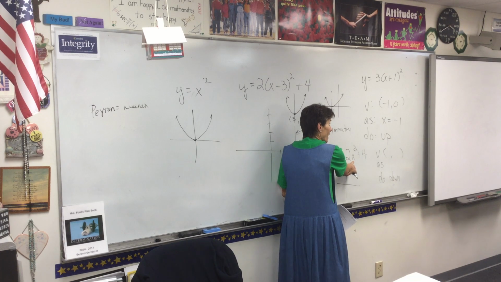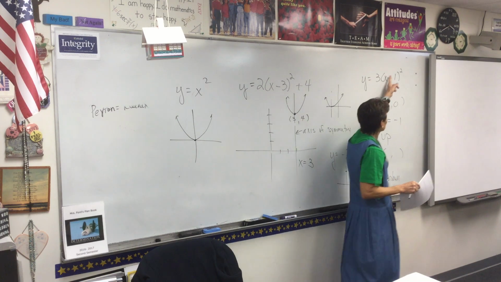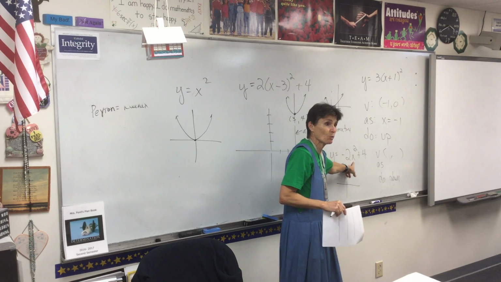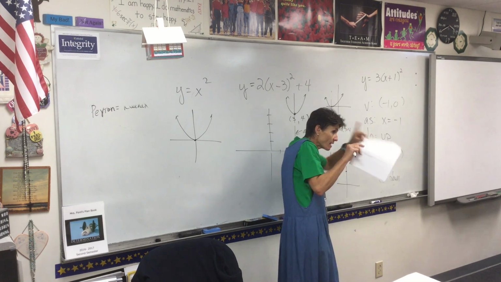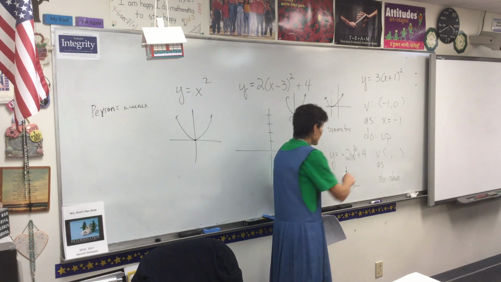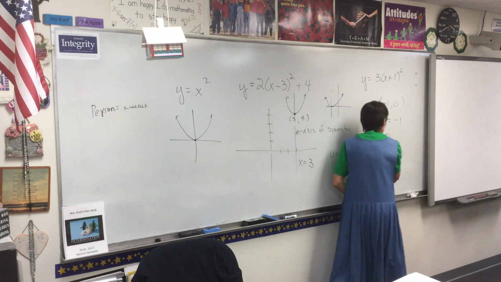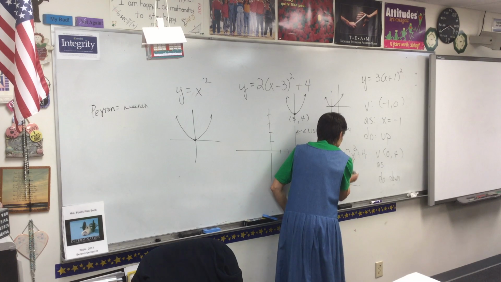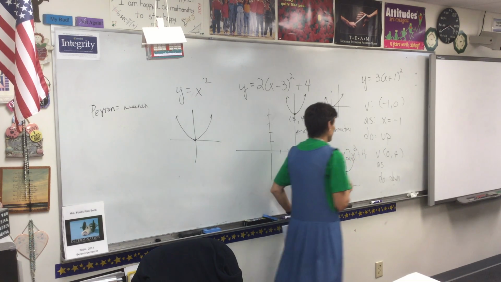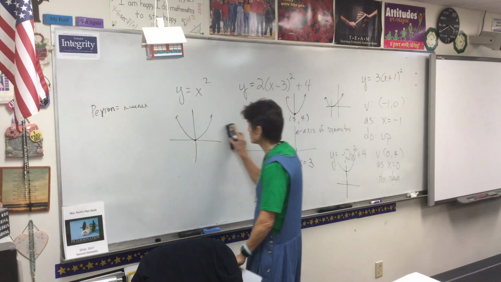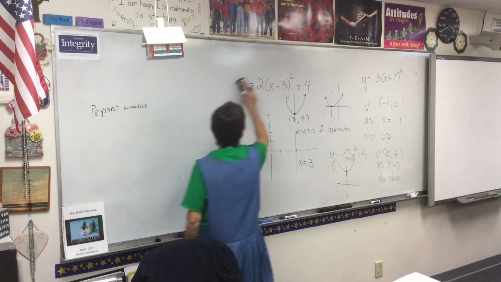This does not go sideways, because the only way it can go sideways is if you have a number inside the parentheses with the x. If there's no number being squared along with the x inside, then you're not going sideways. But you are going up 4. So your vertex is 0, 4. What is your axis of symmetry then? X equals 0. Remember, your axis of symmetry is always x equals the x coordinate of your vertex.